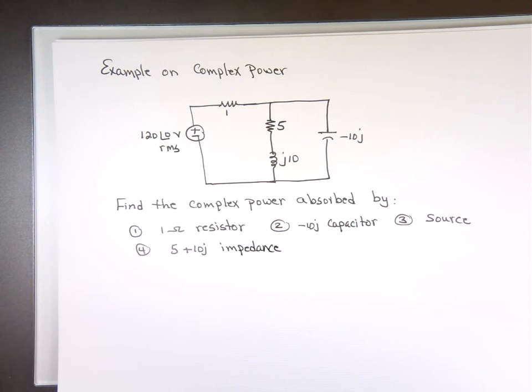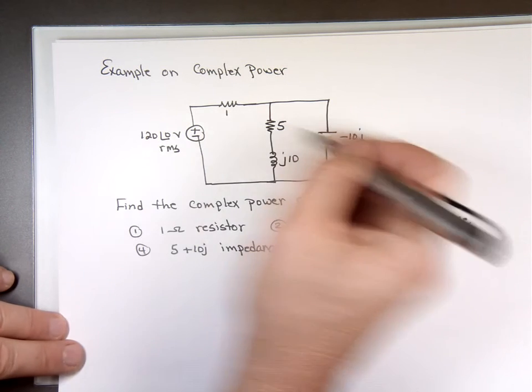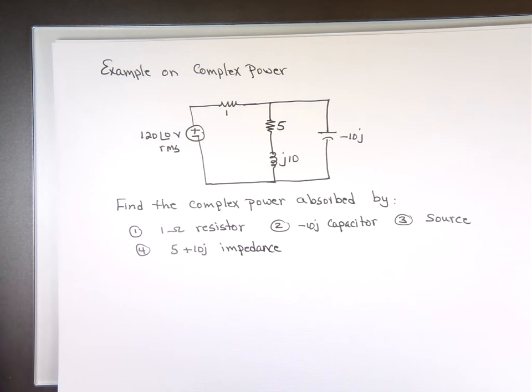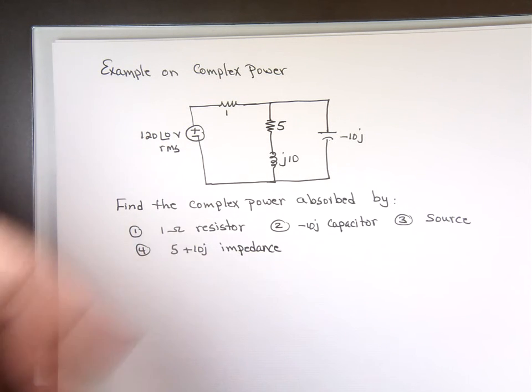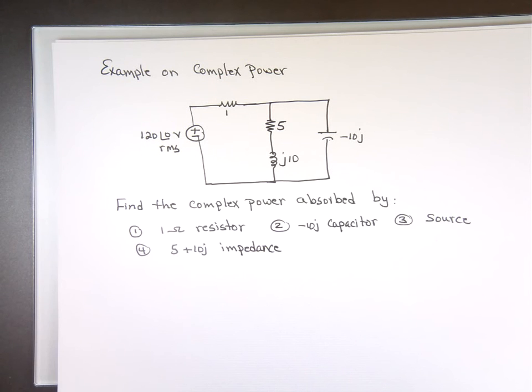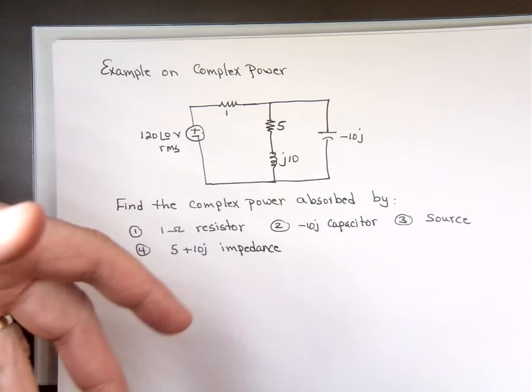So how much complex power here, here, here, and here? Now we know the source has to do what? Supply. So that should be a negative. That's one of the questions I got on one of the videos: can you explain what a negative power means? When you have a negative sign in the front, it means supplying the power.